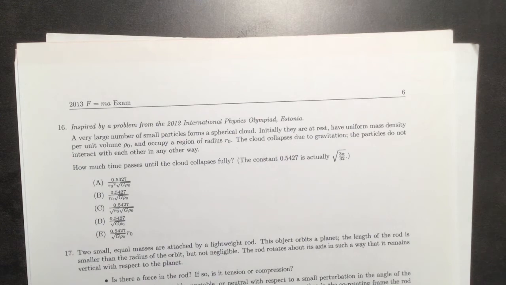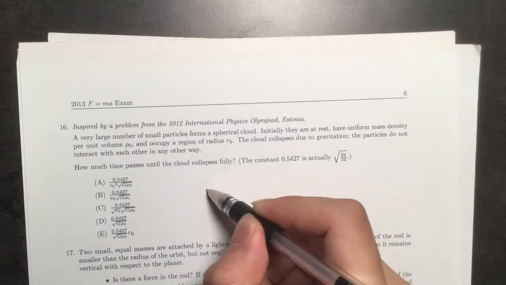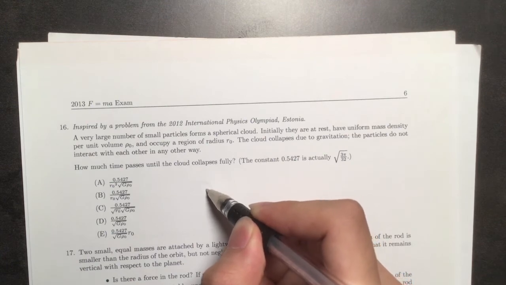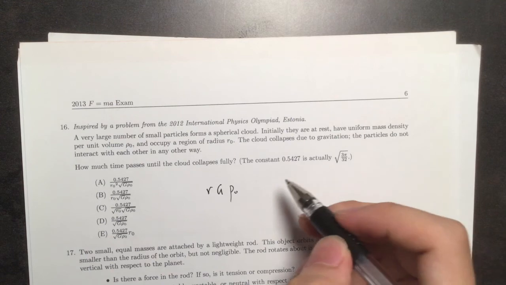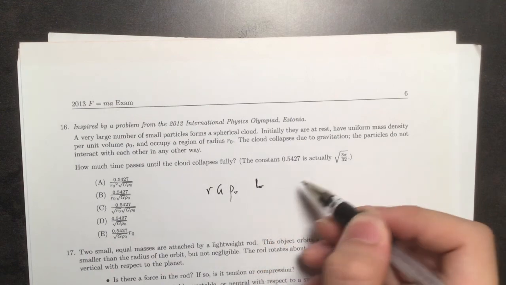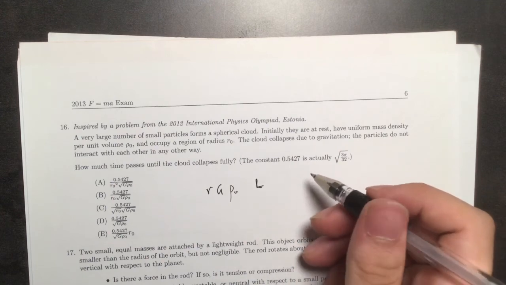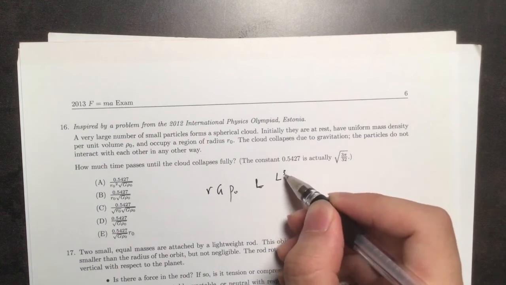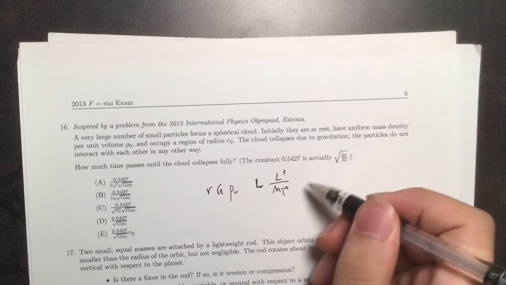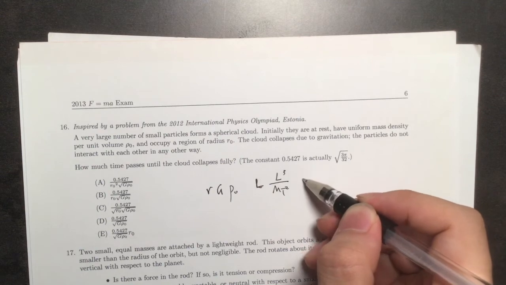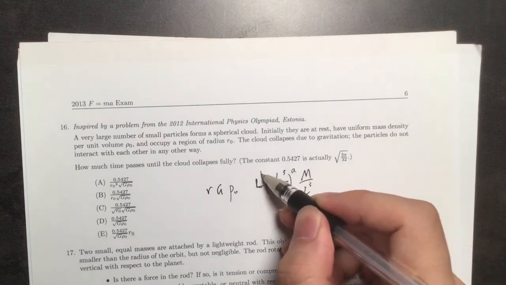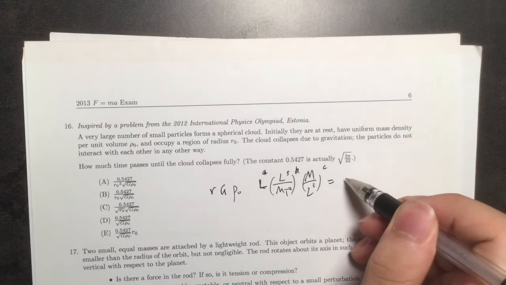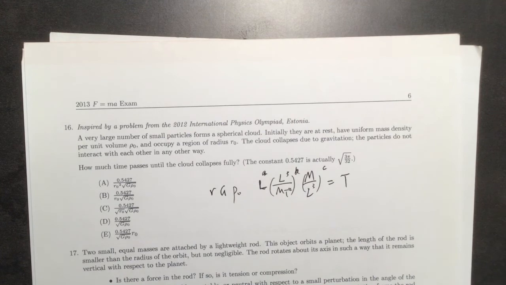But this is a dimensional analysis problem. So all we need to know is there are three constants we need to manipulate: the radius, Newton's gravitational constant, and the density. The radius has a dimension of L, length. The gravitational constant has the dimension of L cubed over M T squared, and rho, the density, has the unit of mass over L cubed. So this is all known. To the A power, to the B power, to the C power have to equal time, because all we need to find is the time of the collapse.